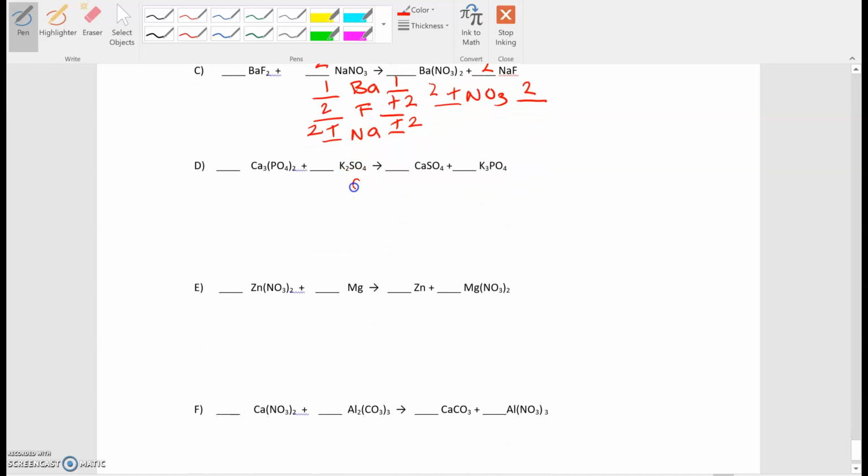D, you have calcium, you have phosphate, potassium, and sulfate. 3 calciums on the reactant side, 1 on the product side, 2 phosphates on the reactant side, 1 on the product side, 2 potassiums, 3 potassiums, sulfate, 1 and 1.